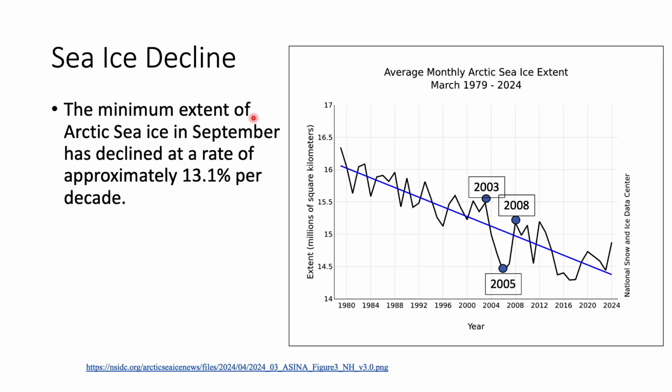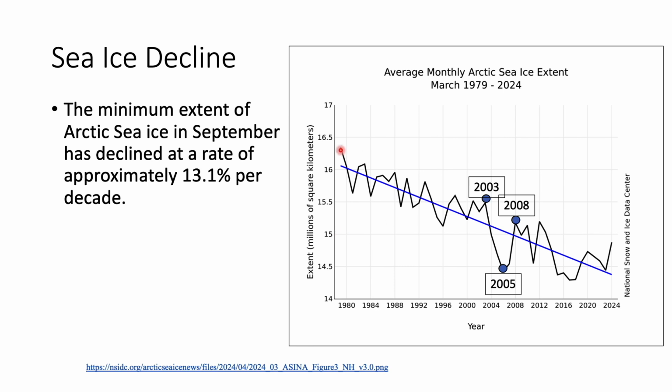When we look at the decline, here is a graph which clearly tells about the average monthly Arctic sea ice extent, that is in the month of March from 1979 to 2024. So if you look here, close to 16.25 million square kilometers were covered in ice in the year 1979. And if you look at recently, in the month of March 2024, the amount of ice is close to 14.75 or 14.8 million square kilometers.